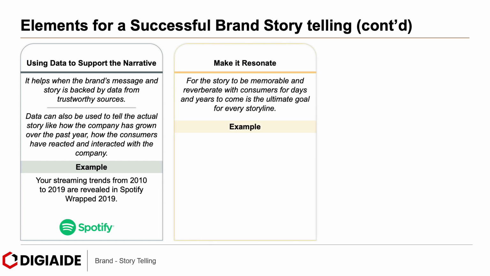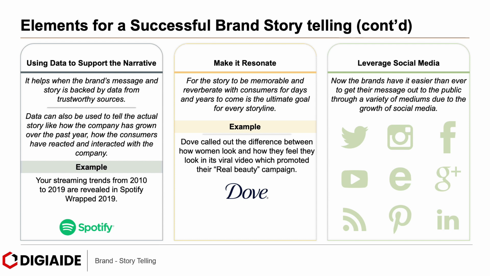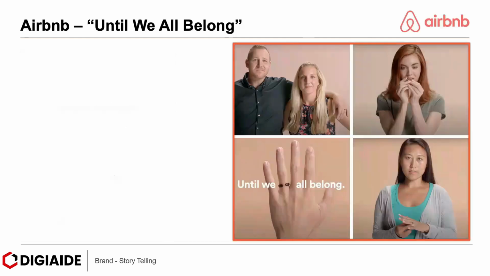Next, make it resonate. For the story to be memorable and reverberate with the consumers for days and years to come is the ultimate goal for every storyline. Example, Dove. Dove called out the difference between how women look and how they feel in its viral video which promoted the Real Beauty campaign. Next, leverage social media. Now brands have it easier than ever to get their message out to the public through a variety of mediums due to the growth of social media.